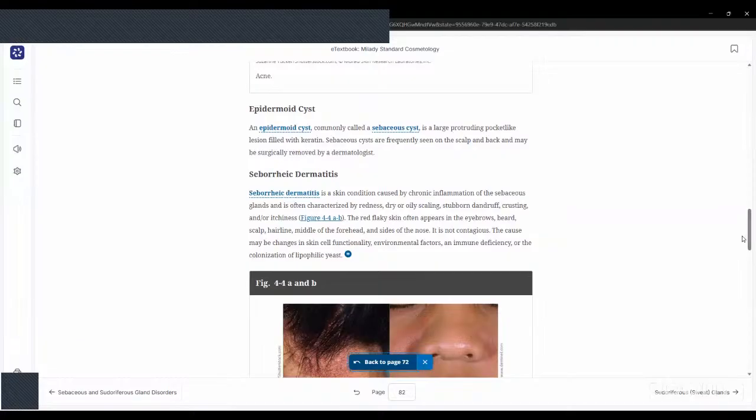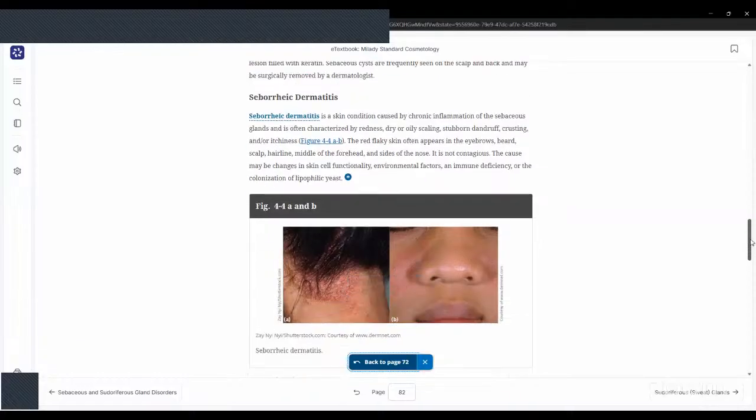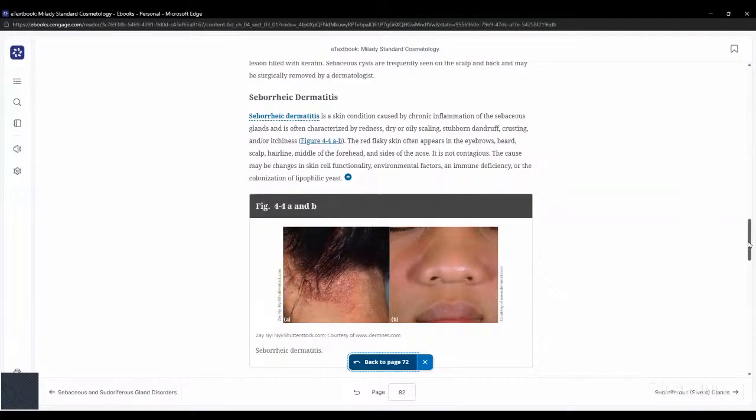Seborrheic dermatitis is a skin condition, a chronic inflammation of the sebaceous gland. The sebaceous gland is oil, so you mean to tell me there's chronic inflammation? Yes. Redness, drying, oily scaling. That means as you shed the skin, sometimes it may be dry and sometimes oily, but more than likely it's going to be oily. Stubborn dandruff, which means it won't go anywhere. Crusting and or itchiness, it can get irritating.